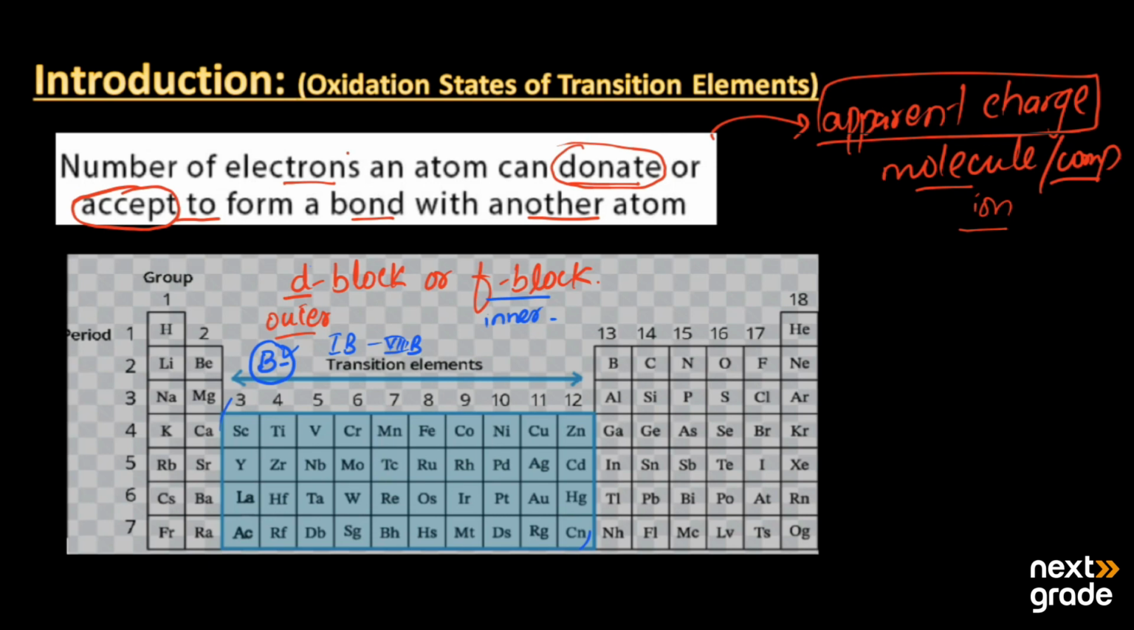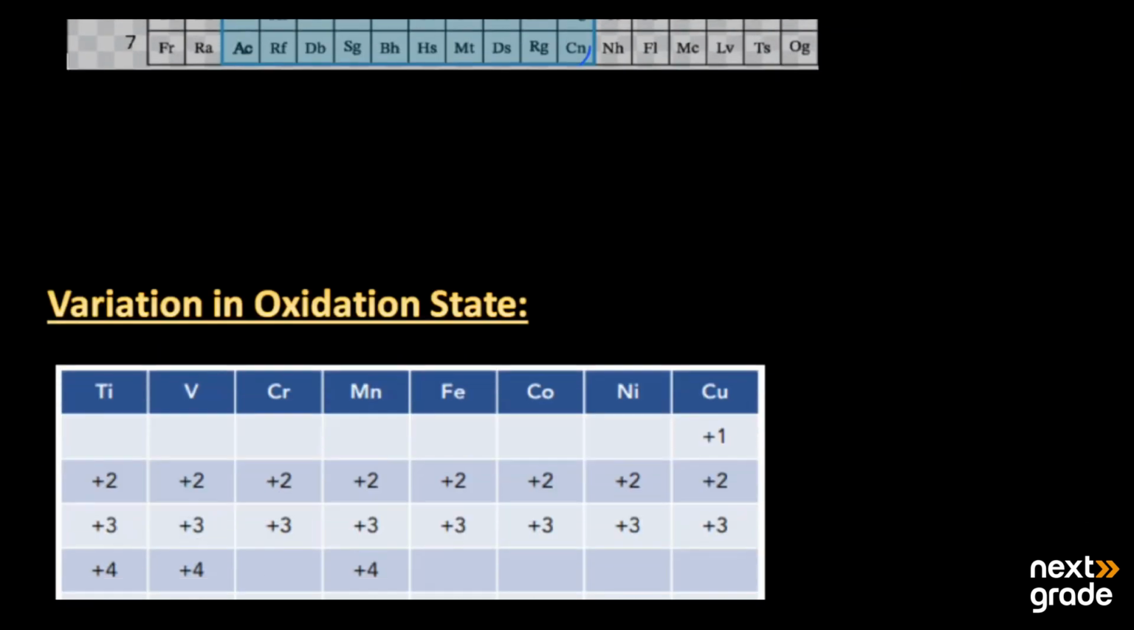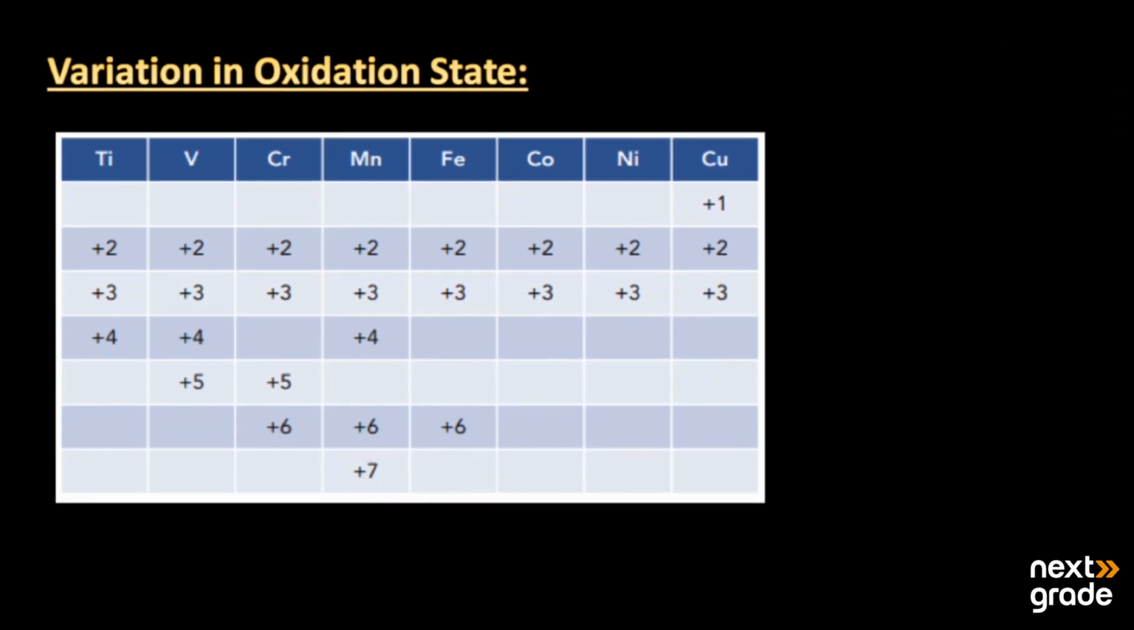Now what will be their oxidation state? There is a simple variation in their oxidation state. Let's have a look at this. We will discuss the first series of these transition elements, in which the first one is titanium. It can exist in three oxidation states while bonding with other elements: positive 2, positive 3 and positive 4. Likewise, vanadium is also a transition element and it can exist in the positive 2, 3, 4 and 5 oxidation states. So it can have a total of 4 oxidation states. Titanium has 3 oxidation states.